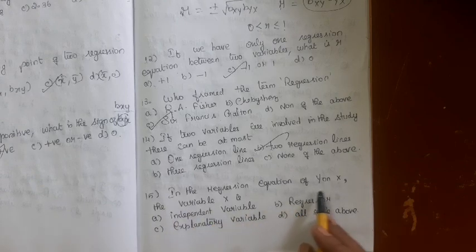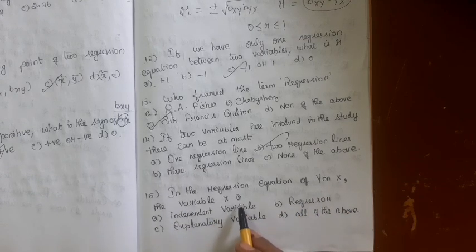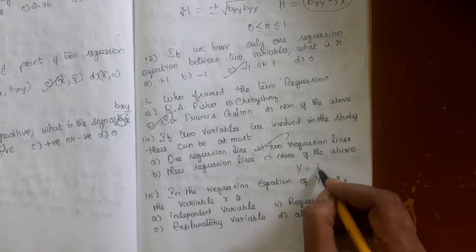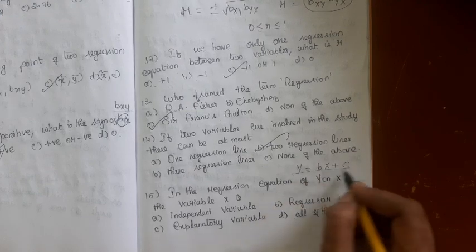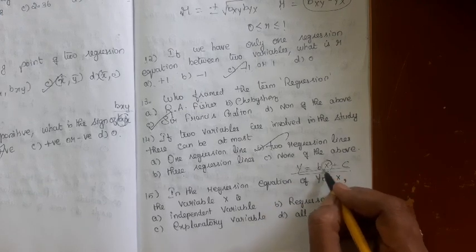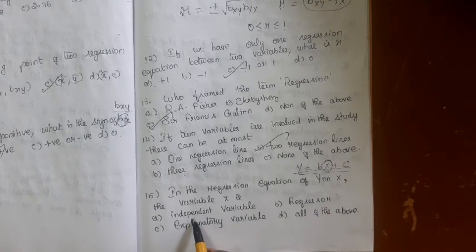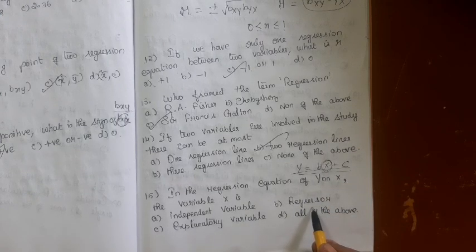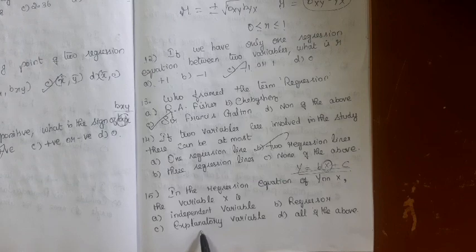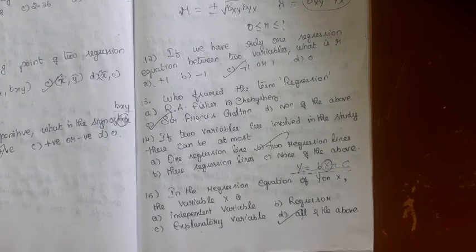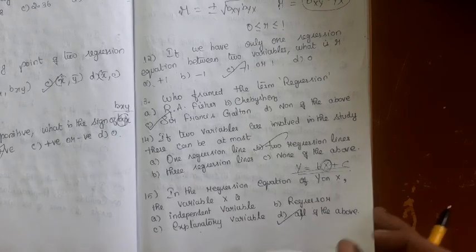In the regression equation of y on x, y is equal to bx plus c, the variable x is called independent variable. Yes. Regressor. Yes. Explanatory variable. Yes. So, all of the above. Fine.